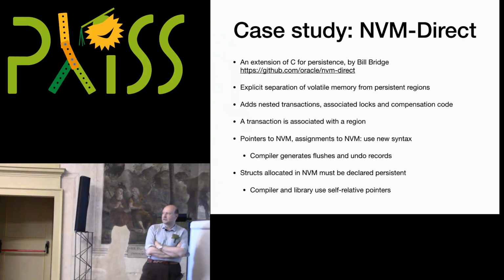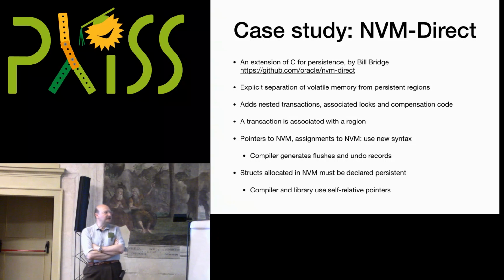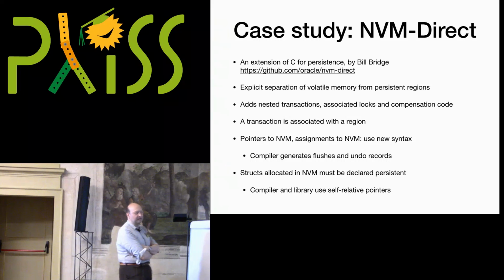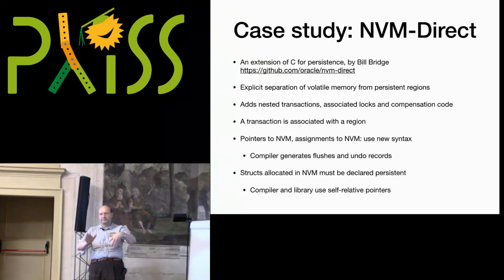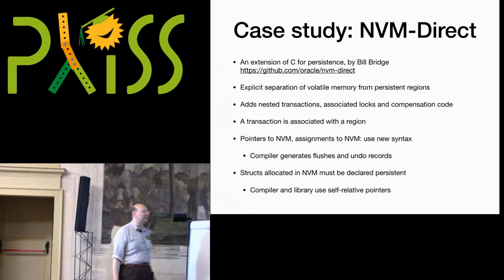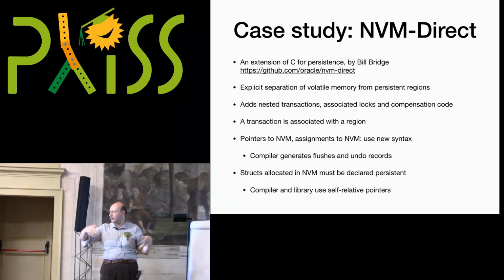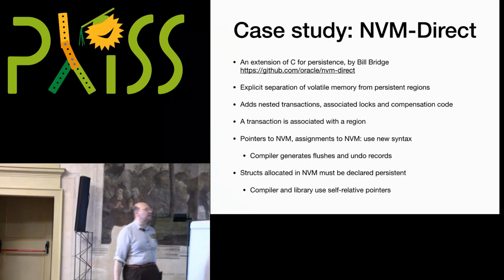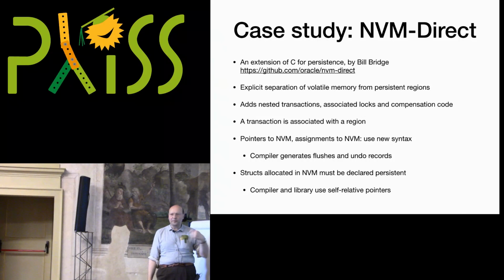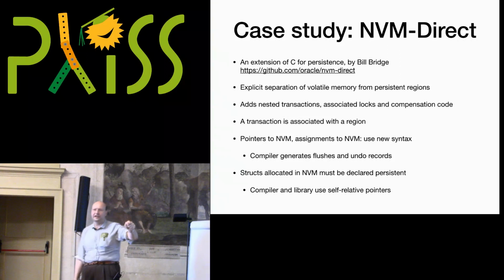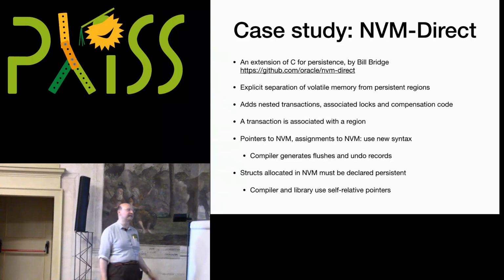In this approach, we have an explicit separation of volatile memory from persistent memory. There are persistent regions and the rest of the heap or the rest of the data are volatile. And then a notion of transactions which operate on some subpart of one of those persistent regions. When you write a transaction, you can have multiple regions that come from either different parts of a persistent file or from different persistent files, but when you operate in a transaction, you specify a particular region that you're making changes to, and you're only allowed to change things in that region.